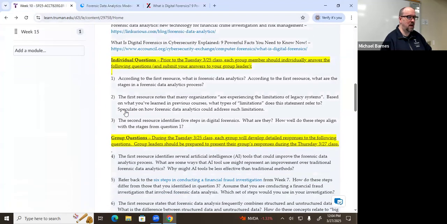The first resource notes that many organizations are experiencing limitations of legacy systems. Based on what you've learned in previous courses, what types of limitations does the statement refer to, and speculate on how forensic data analysis can address such limitations? So this was a little more of a subjective question, and Lotus, your group was tasked with answering that question for the class. So what did your group come up with?